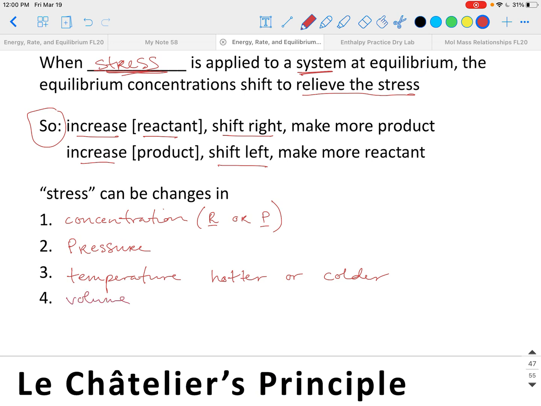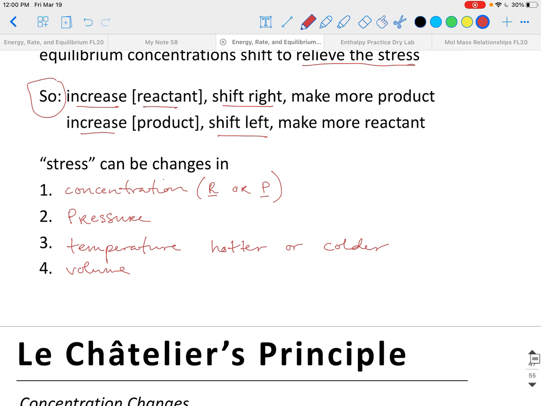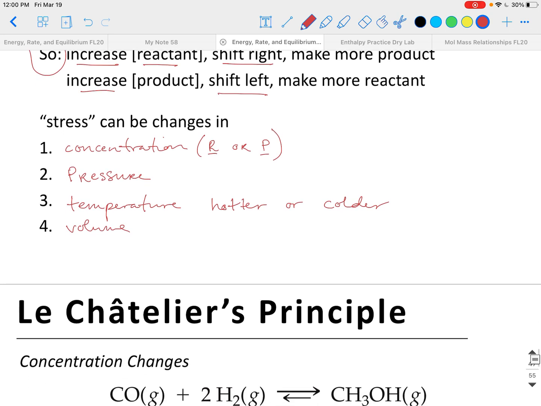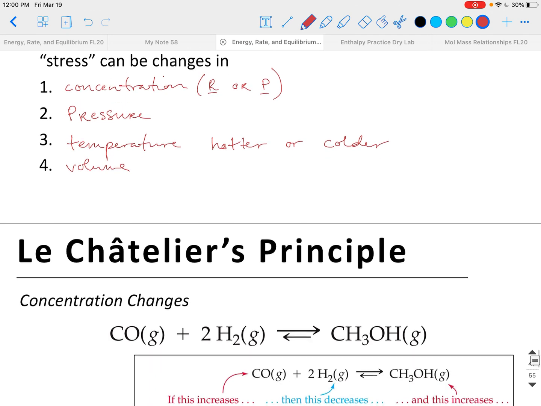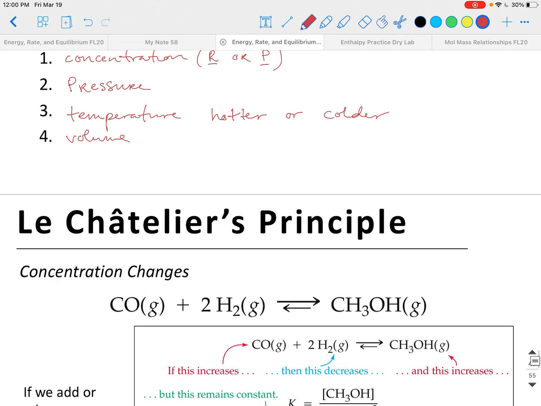We can change the volume of whatever container it's in. Pressure and volume are kind of opposite things there, but we'll get to that in a minute. So we're going to walk through each of these: concentration, pressure, temperature, and volume, and see how changes affect equilibrium and how things will shift.